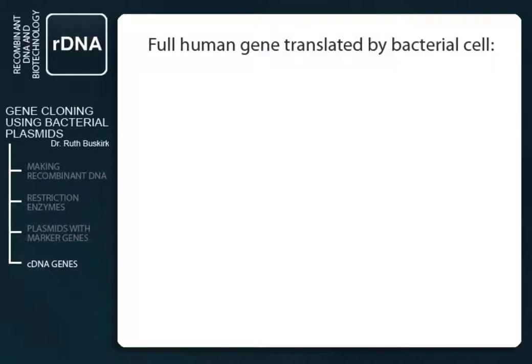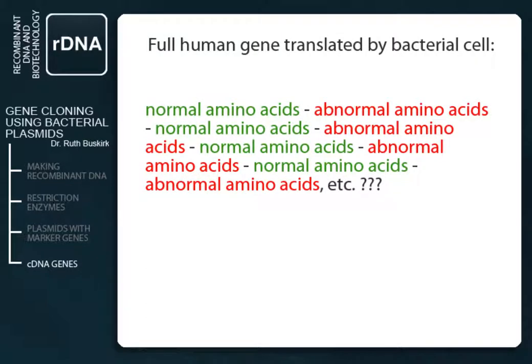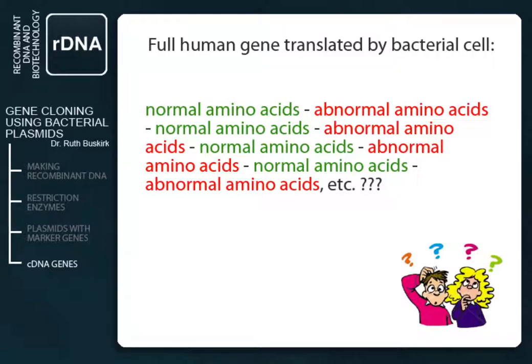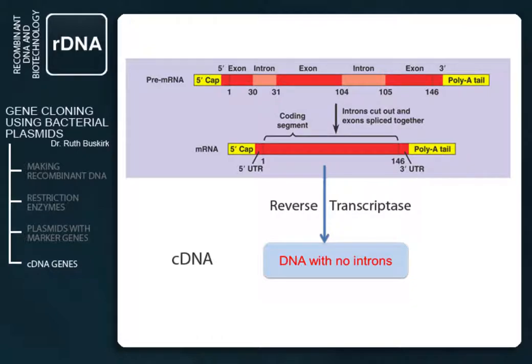Furthermore, if we insert a full human gene, the resulting polypeptide will contain a set of correct amino acids, then several amino acids that don't belong in the protein at all, then another normal part of the polypeptide, then more amino acids that are garbage, and so forth. The protein is much longer than normal and contains intervening segments that don't belong. What's going on here? Remember that human genes have introns, and bacteria cannot splice out introns. So we can't use the human growth hormone gene straight from human cells.